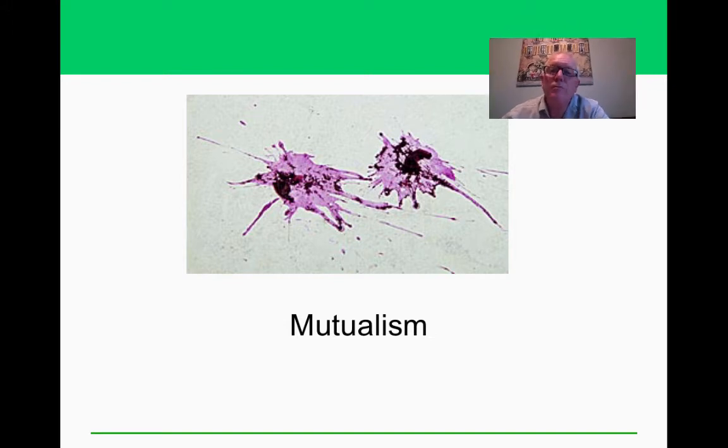Here's another one. This is a fun one. This is bird poop here, and this is a case of mutualism. The bird gets the food of the berries here, and the berries get their seeds planted further away from where they were, so they get a chance to spread because the birds can't digest the seeds.